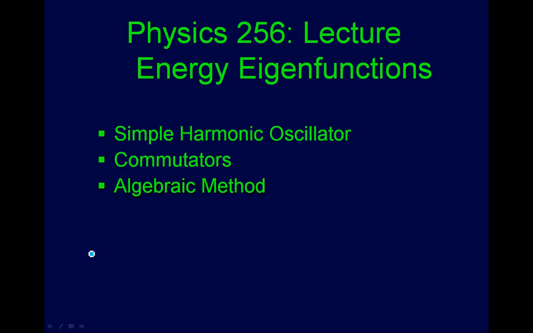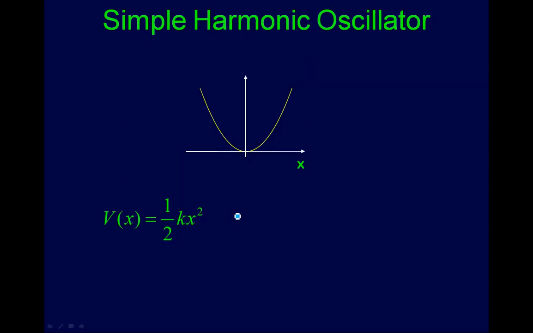Let's move on to our next potential that we're going to solve, which is the simple harmonic oscillator. And along the way, we're going to talk about commutators, and we're going to discuss the algebraic method of finding the energy eigenfunctions for this particular potential.